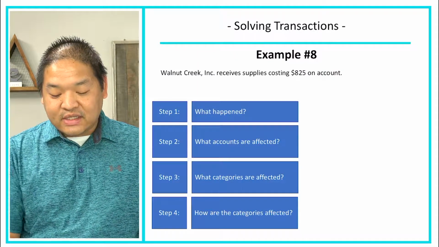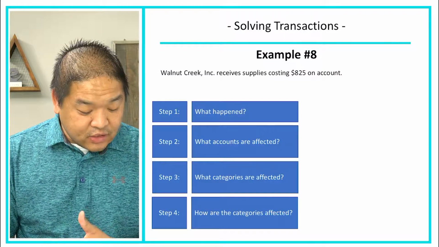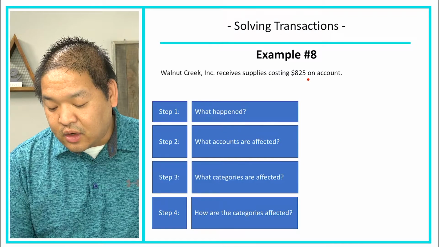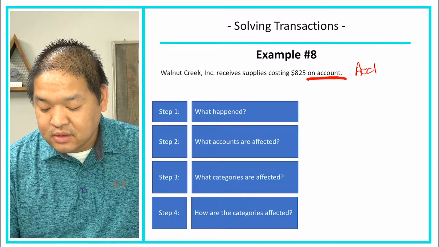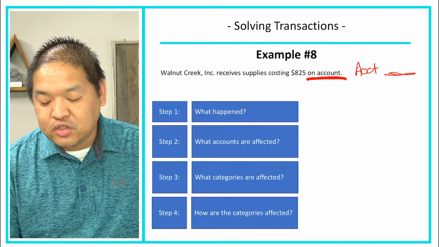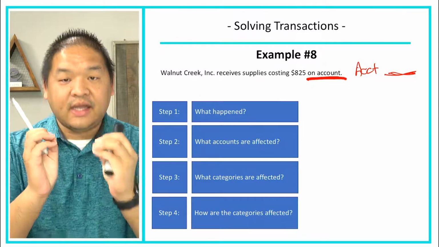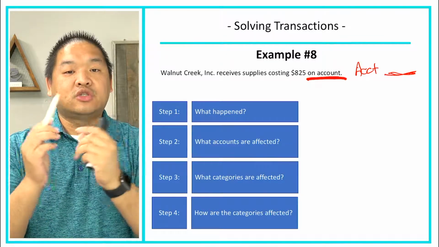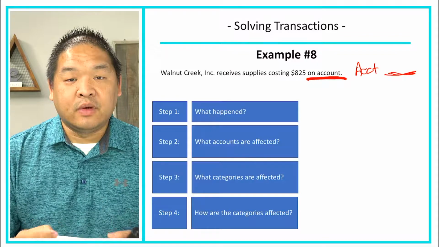Walnut Creek Inc. received supplies costing $825 on account. So this is a new thing here. When you see the word on account, that means accounts, and it could be one of 2 answers, accounts payable or receivable. So when you hear on account, that means it's going to use credit. But the question is, is it accounts payable or receivable?